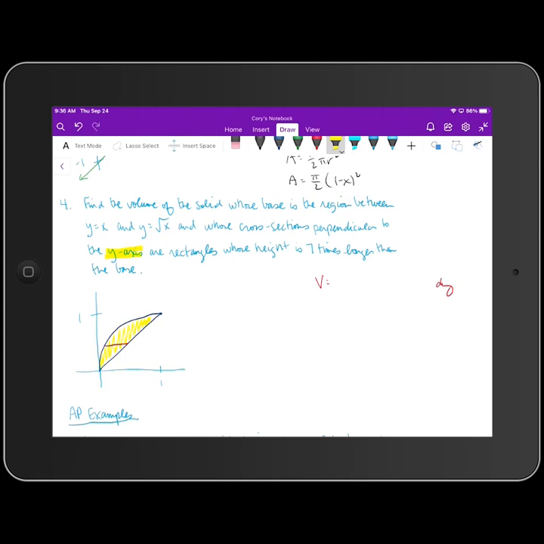So to get the function written in terms of y values, we're going to take each of the equations and solve them for x. So the line y is equal to x, when I solve for x, that's x is equal to y.